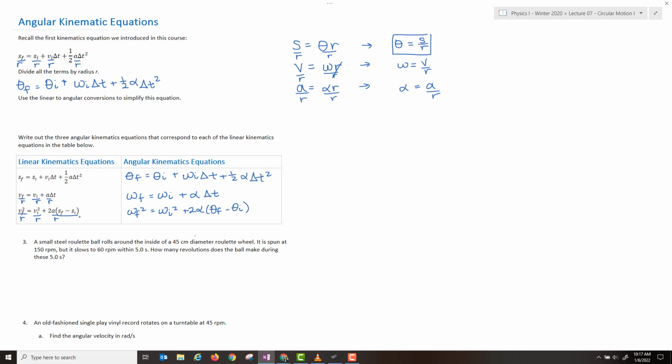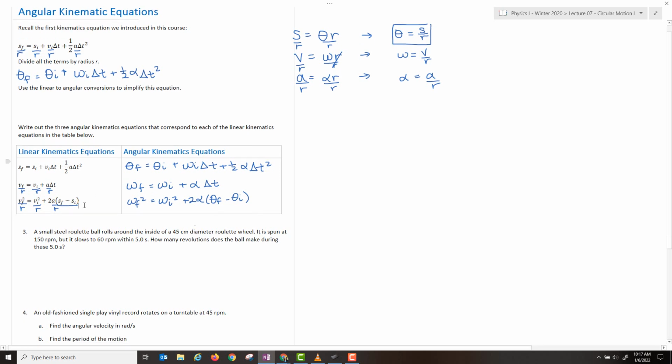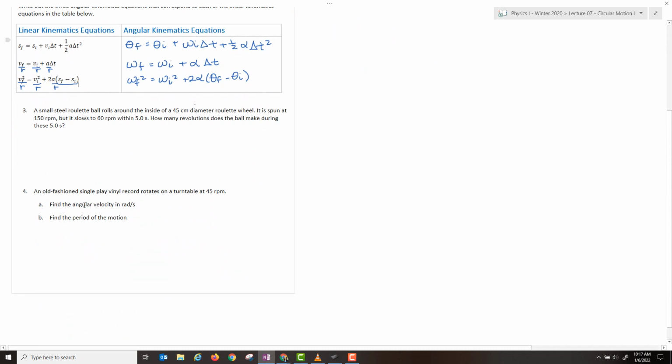Okay, question 3. A small steel roulette ball rolls around the inside of a 45 centimeter diameter roulette wheel. Okay, so that's my diameter again. That's the distance from one side of the circle to the other side passing through the center. That's what my diameter is, 45 centimeters.